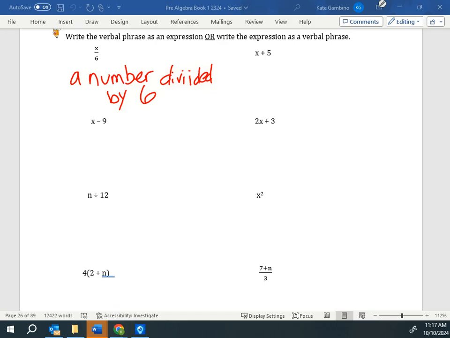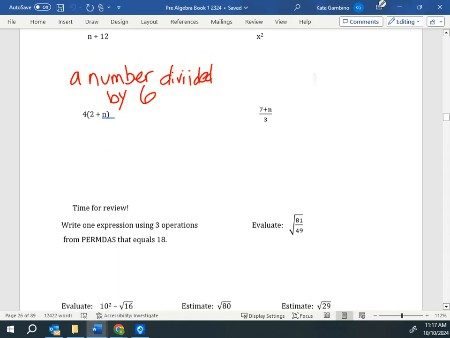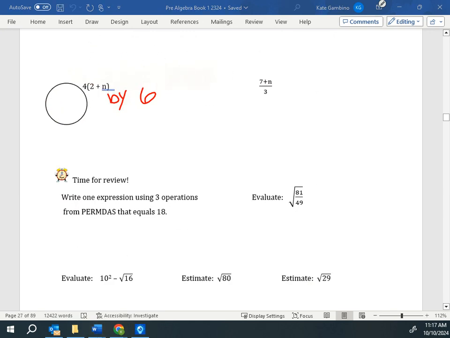Let's look at the little more complicated ones. Let's go up to here. How am I going to do the parentheses? What do I need to put into my verbal phrase? Graham? Comma. So what do you think for parentheses 2 plus n parentheses, what would that look like as a verbal phrase? David? 2 plus a number times 4.